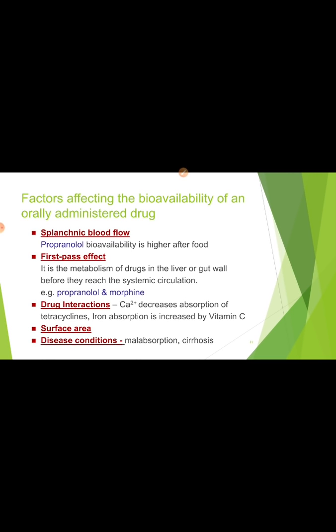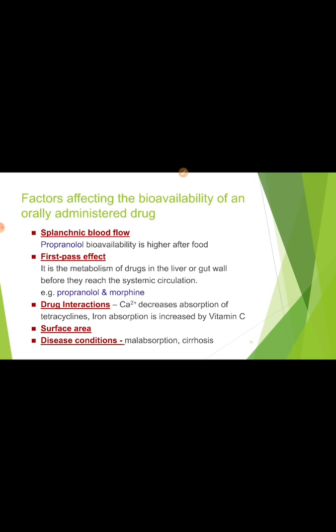Another term is first pass effect. Now this term you will be dealing with in metabolism. I'll just tell you in short that it is the metabolism of the drug in the liver or gut wall before it reaches the systemic circulation. So any drug given by oral route gets metabolized in the gut wall, or gets transported to the liver and gets metabolized there too, and then the rest of the drug reaches the circulation. This is called first pass effect.